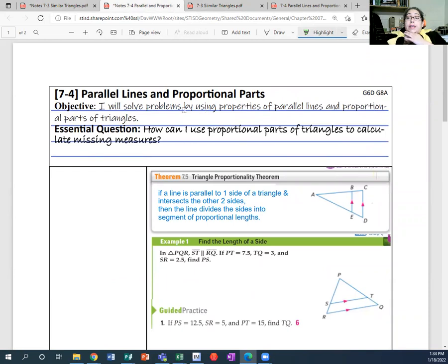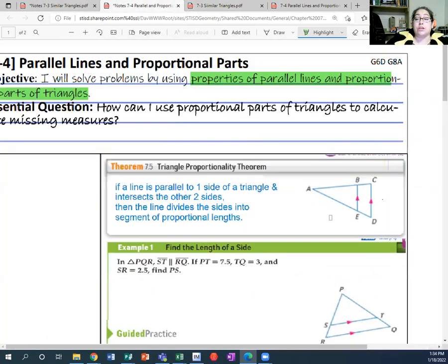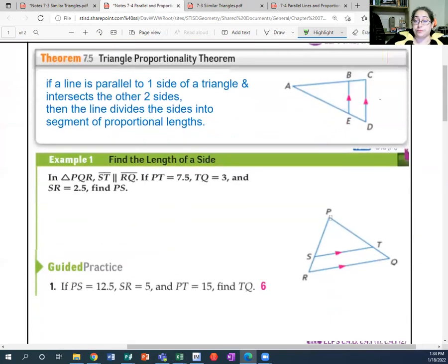In 7.4, again, we're solving problems, but we're going to be using the properties of parallel lines and proportional parts. Again, triangles come into play, and again, it's proportion. So again, we have fraction equal fraction. Let's look at our first theorem for this section.